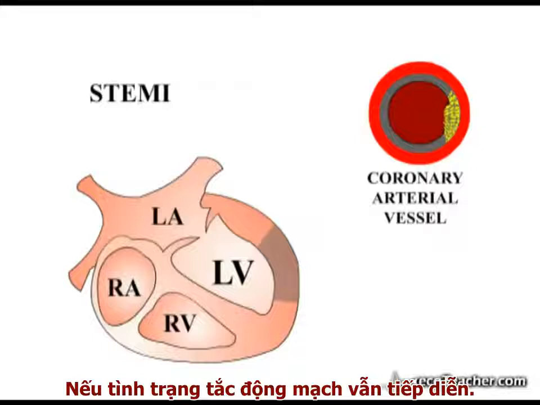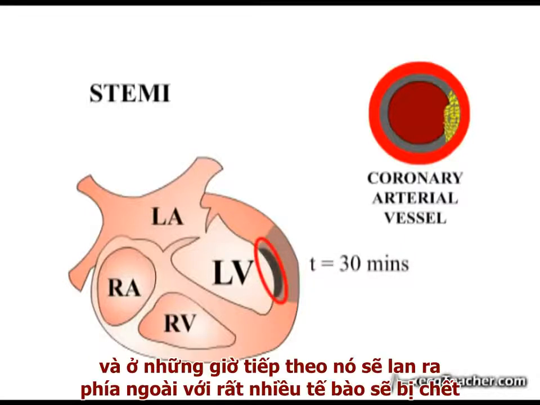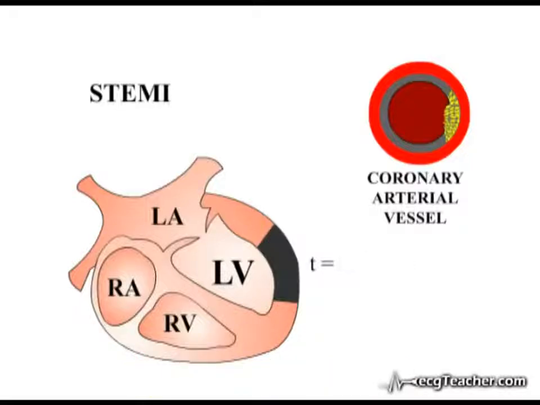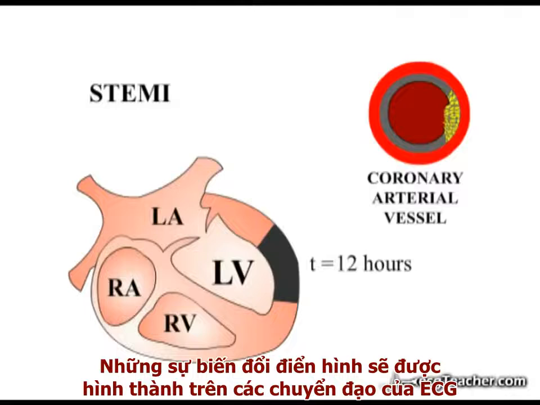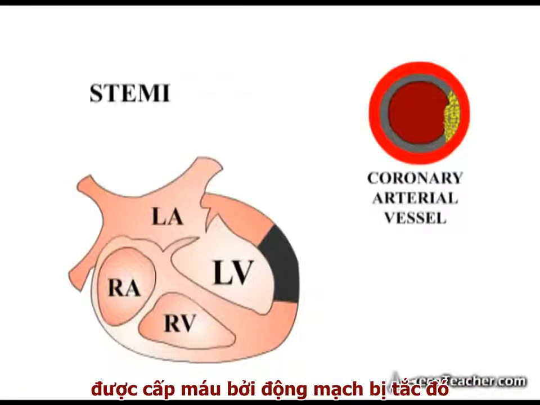If the blockage of the arterial lumen persists, necrosis begins in the subendocardial region and in the subsequent hours spreads outwards in a wave of cell death, which may ultimately involve the full thickness of that region of the myocardial wall. At all stages of this process, characteristic changes are produced in the ECG leads directly overlying the region of myocardium that the occluded vessel supplies.